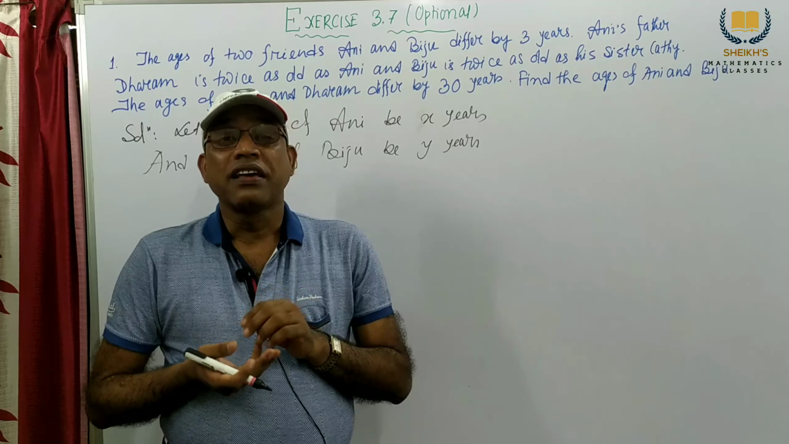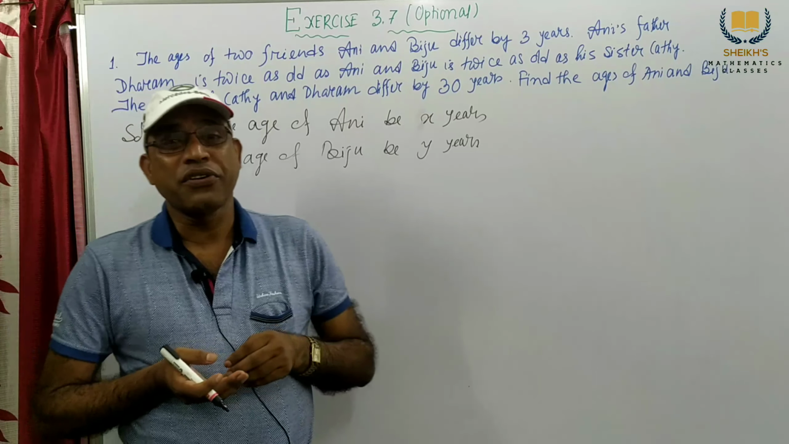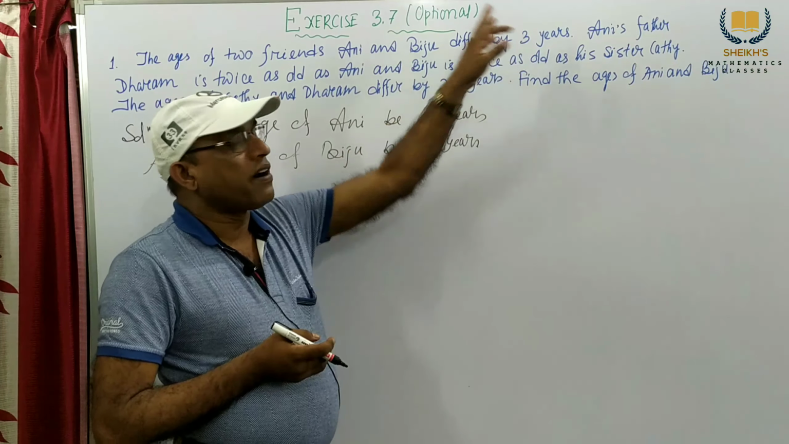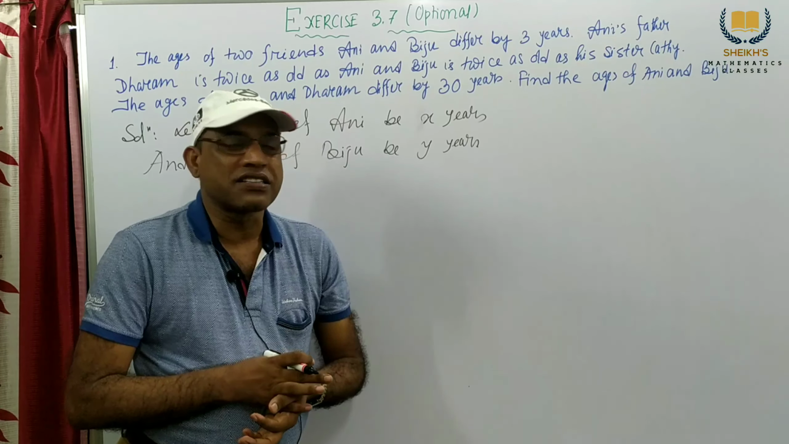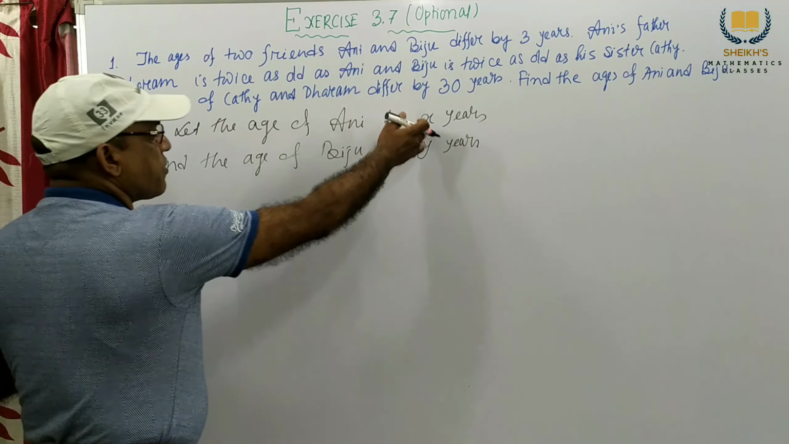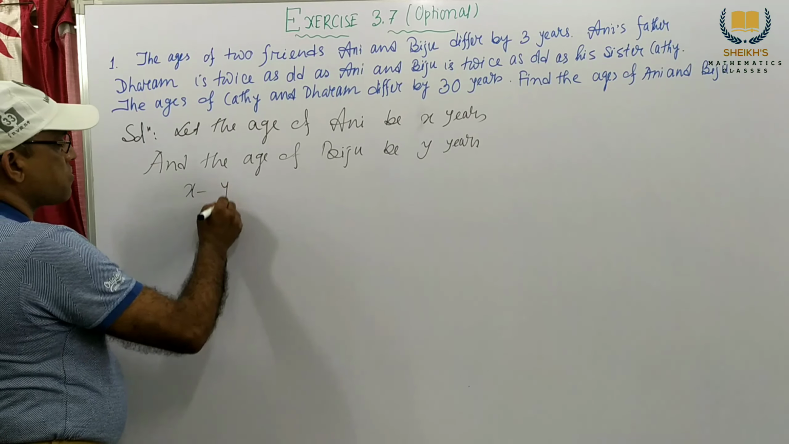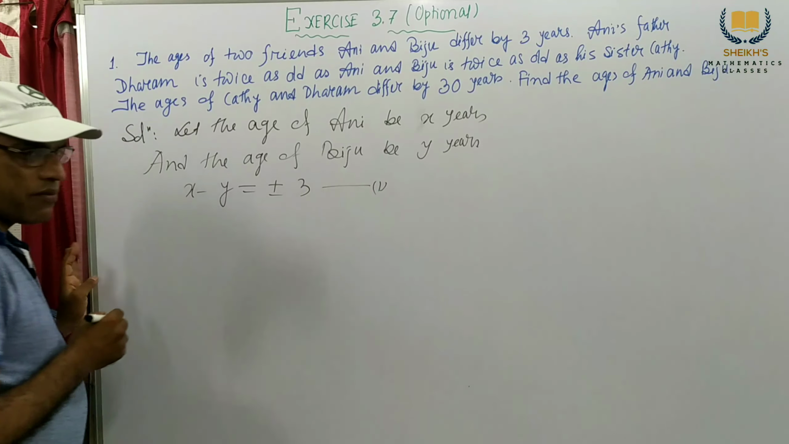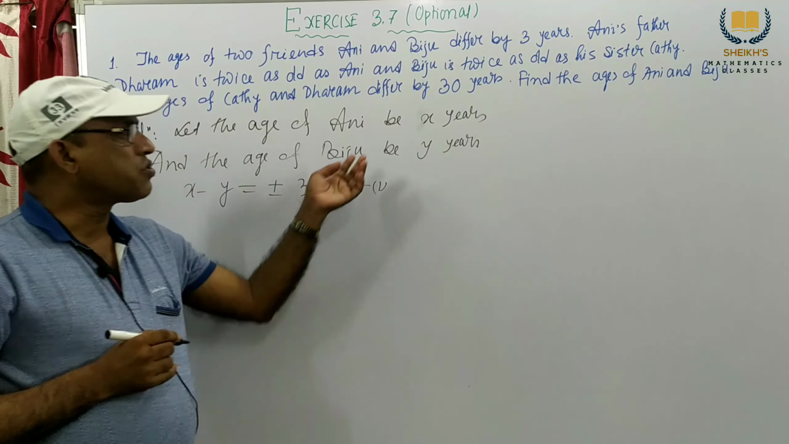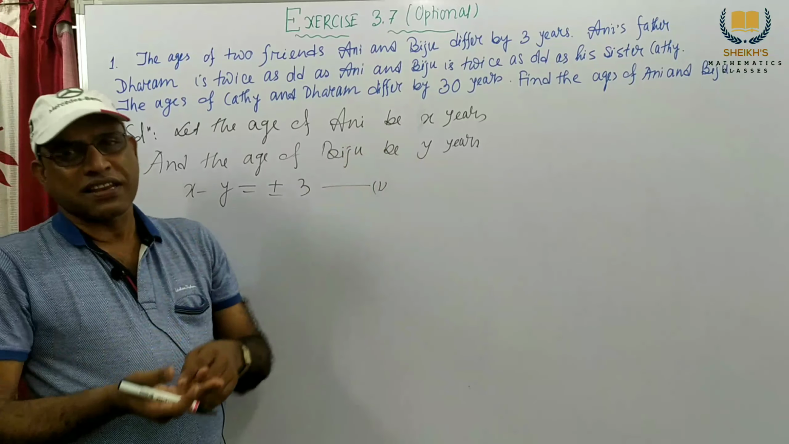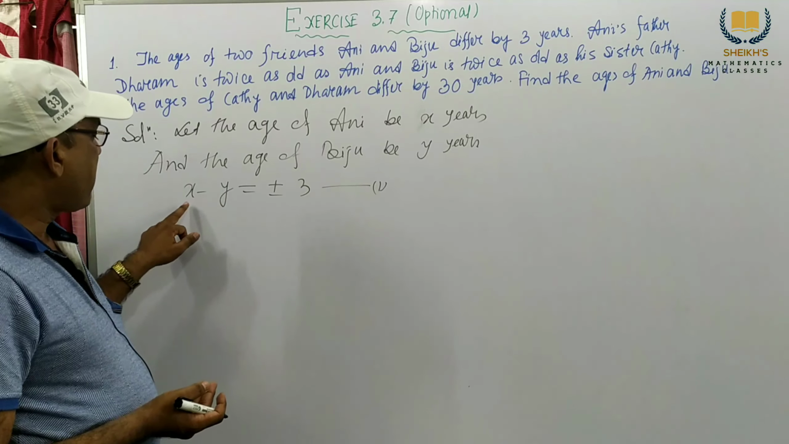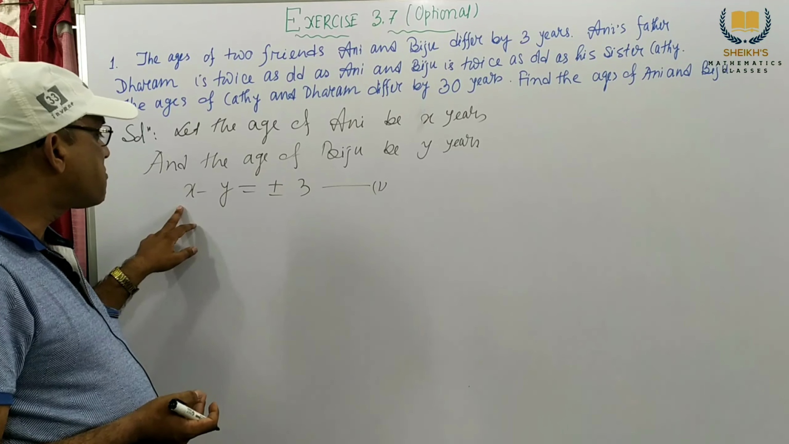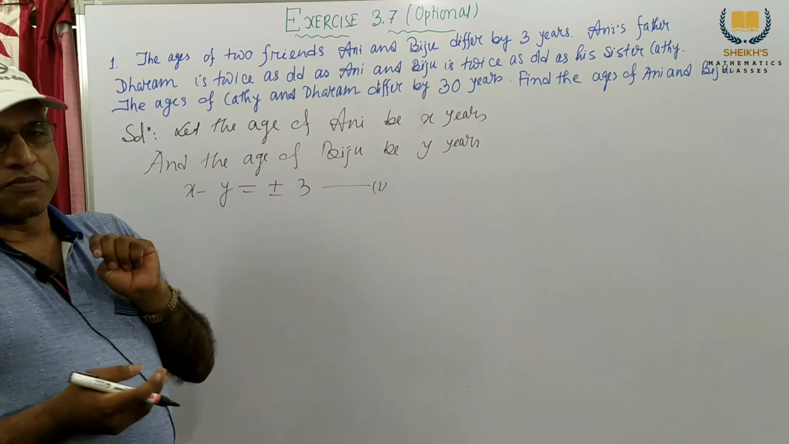But we don't know which one is elder. So first given, Ani and Biju differ by 3 years. Their difference is 3 years. So we can write x minus y equal to plus minus 3. This is number 1. Why have we given plus minus 3? Because we don't know which one is greater, which one is elder. If x is greater and y is smaller, then x minus y is positive. If x is smaller and y is greater, then we get negative. So we write plus minus.